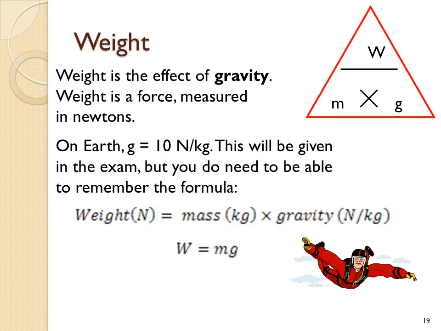Weight is the effect of gravity or the gravitational field, and weight is a force measured in newtons. On Earth, the gravitational field strength is 10 newtons per kilogram, and this is given on the front of the exam paper, but you do need to be able to use the formula. It says weight is mass in kilograms times the gravitational field strength. This is sometimes written in units meters per second squared.